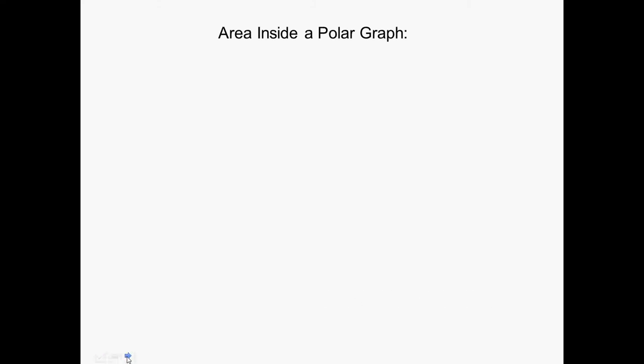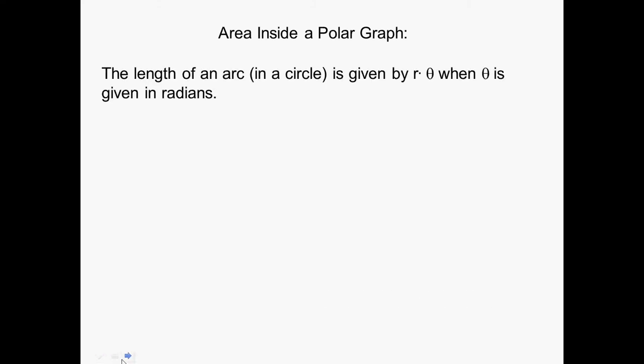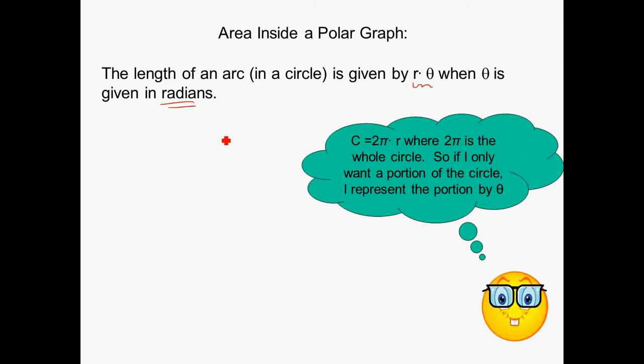Area inside a polar graph. A little bit of setup here. The length of an arc of a circle is given by r times theta, when theta is given in radians. Remember, the circumference of any circle is 2 pi times the radius, where 2 pi is the entire circle. So if I only want a portion of the circle, I represent how much I want by theta. You know, I only want a sixth of a circle. I only want a half of the circle.